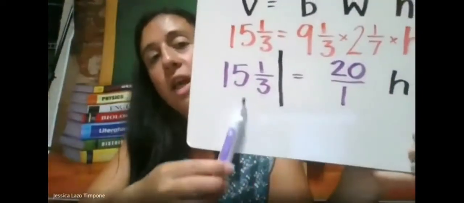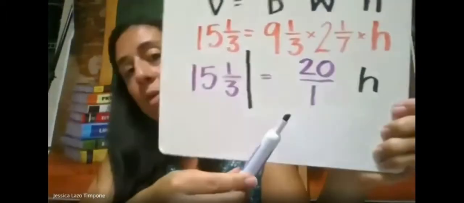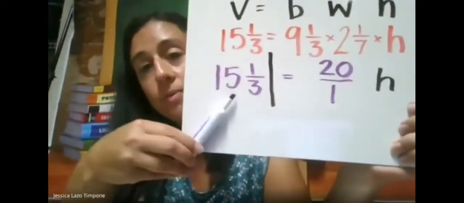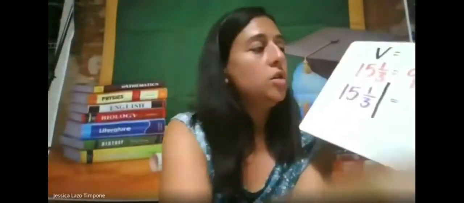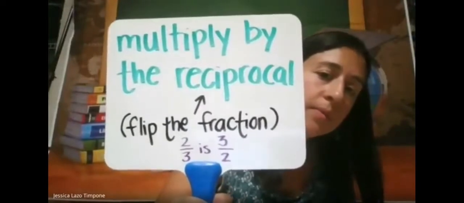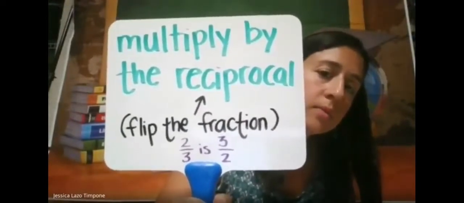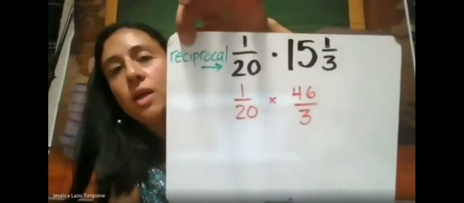And I'm going to call it that right now, because when I move it over to the other side of this little wall, it's supposed to be division, which it is, but I'm going to call it multiply by the reciprocal, because that is what division of fractions is. So in your notes, I want you to write multiply by the reciprocal. So pause me and write this down. All right, so you are going to take your 15 1/3 and multiply it by 1/20, because 1/20 is the reciprocal.